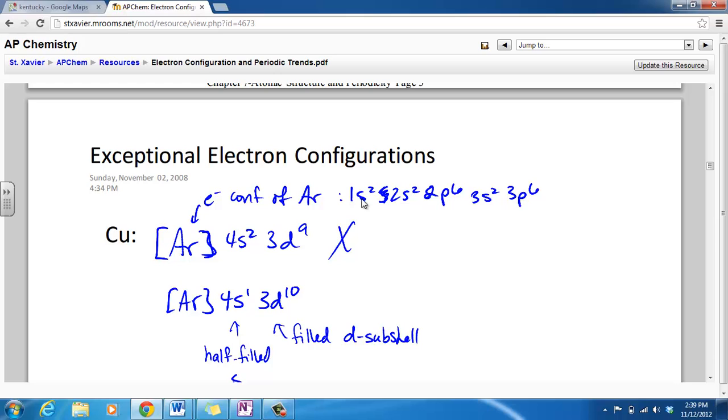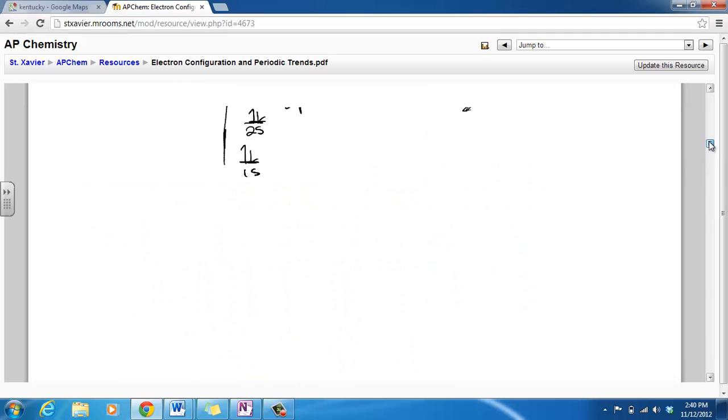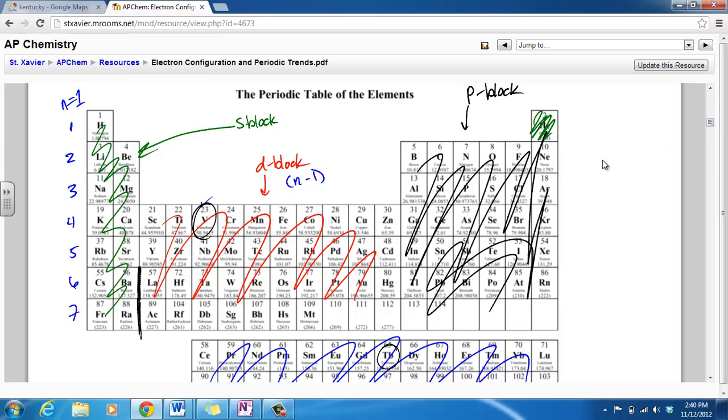Copper has the configuration 1s2, 2s2, 2p6, 3s2, 3p6. Now that's a lot to write out, and for reasons which we'll talk about in a little bit, it's easier just to look at those outer configurations, the ones that are in what we call the valence shell. So what we do is we summarize all of this with a bracket and argon. So we put the noble gas that ends the period right before that.